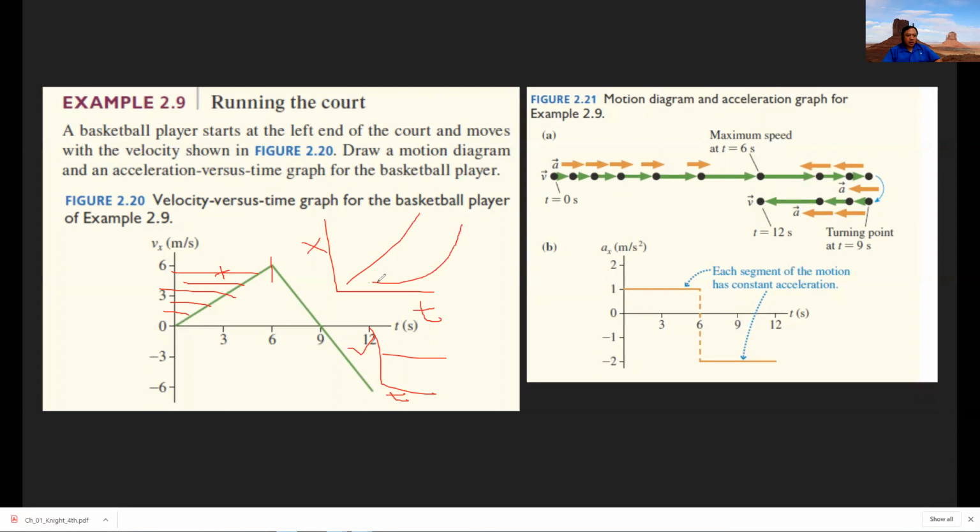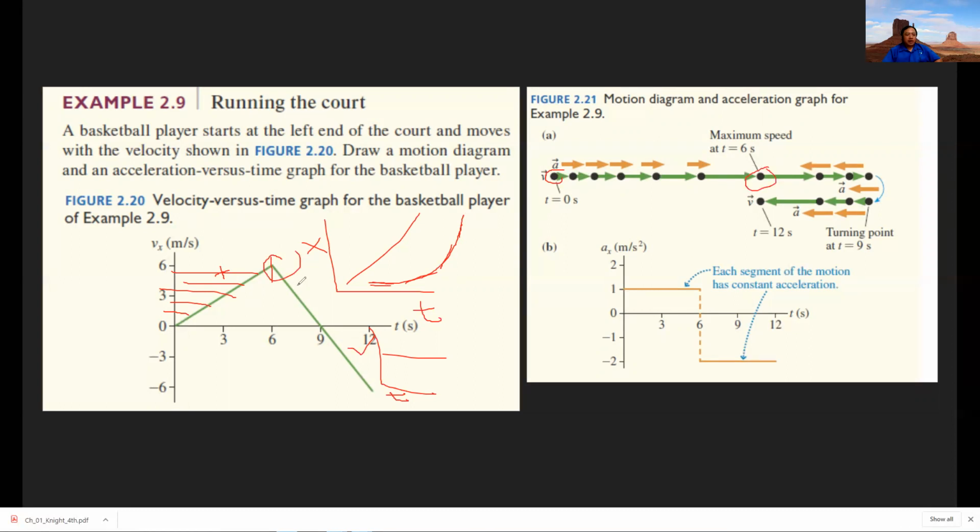So the slope becomes steeper. This tangent line gets steeper until the maximum value. So therefore, the separation distance keeps on increasing until 6. So 0, 1, 2, 3, 4, 5, 6.